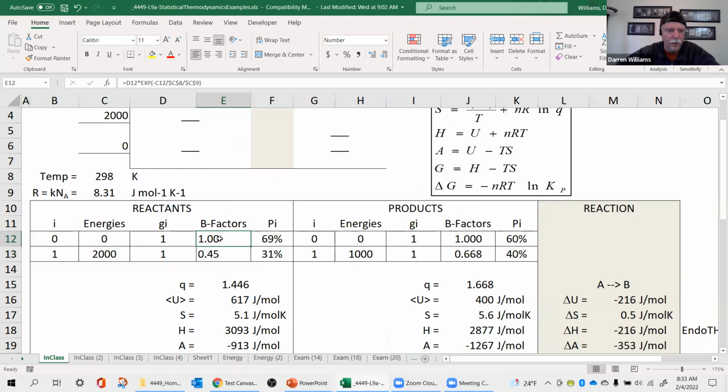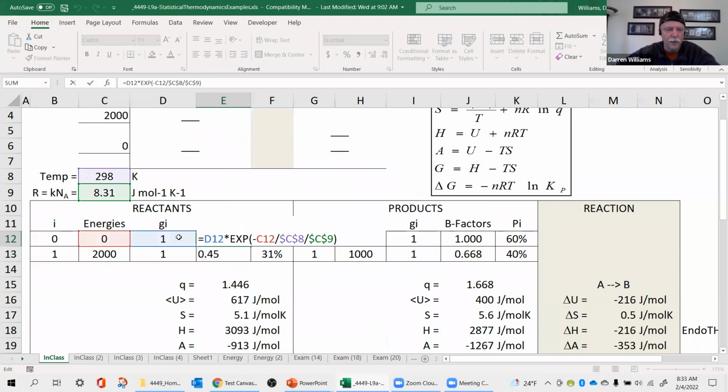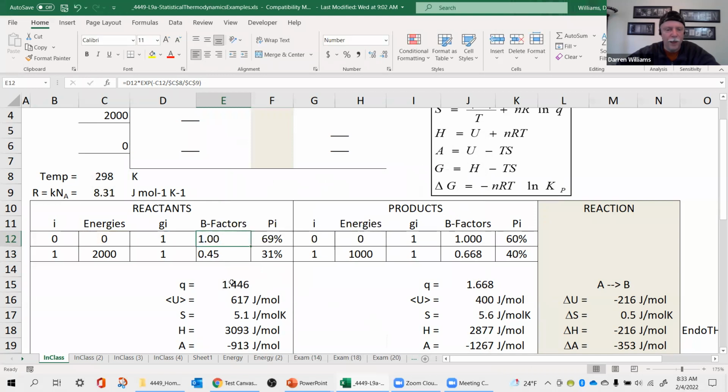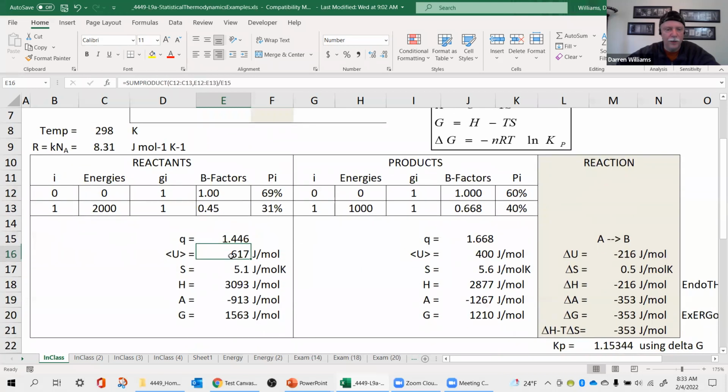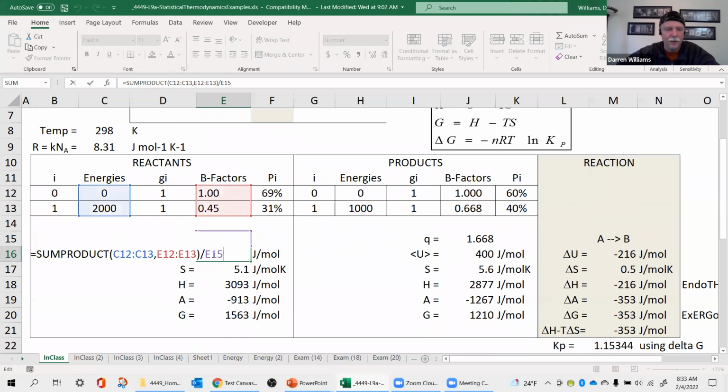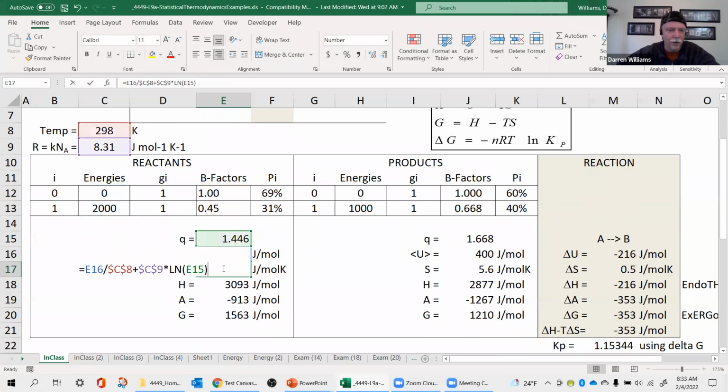Okay. Right, it's g_i times e to the minus energy over kT. So that's your Boltzmann factor. Add them up, you get Q, do your probabilities. Then you're ready to do your energies. And notice how these are using that R value. Here's S. And so that C9 is R.